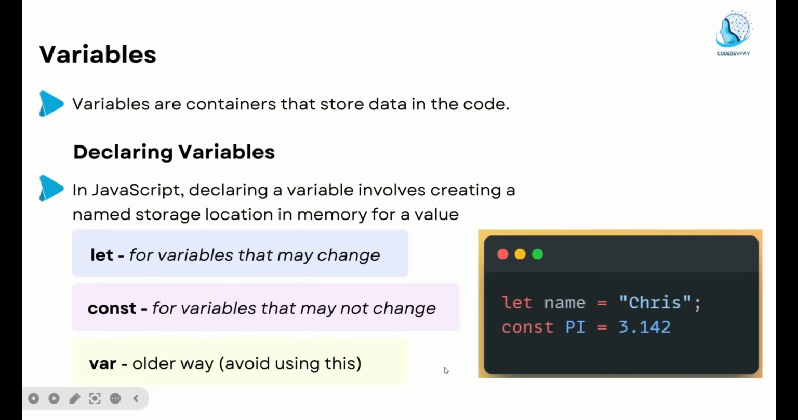Let's look at variables. Variables are containers which store data in our code. How can we create a variable? We need to declare variables. Declaring a variable simply means we are creating a storage location in our system memory. The first one is let. This is for creating variables in which we can update the value later in the code. The second one is const. These are constants, variables for which we cannot update the value in the code. Var is an older way of declaring variables, but we are not going to use it throughout the code.